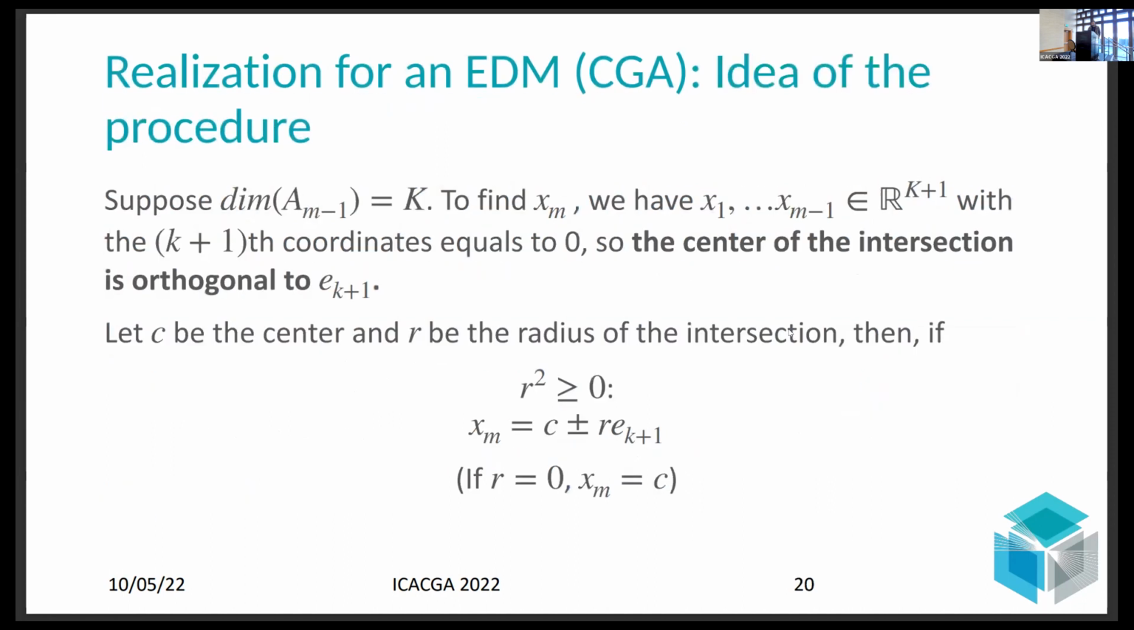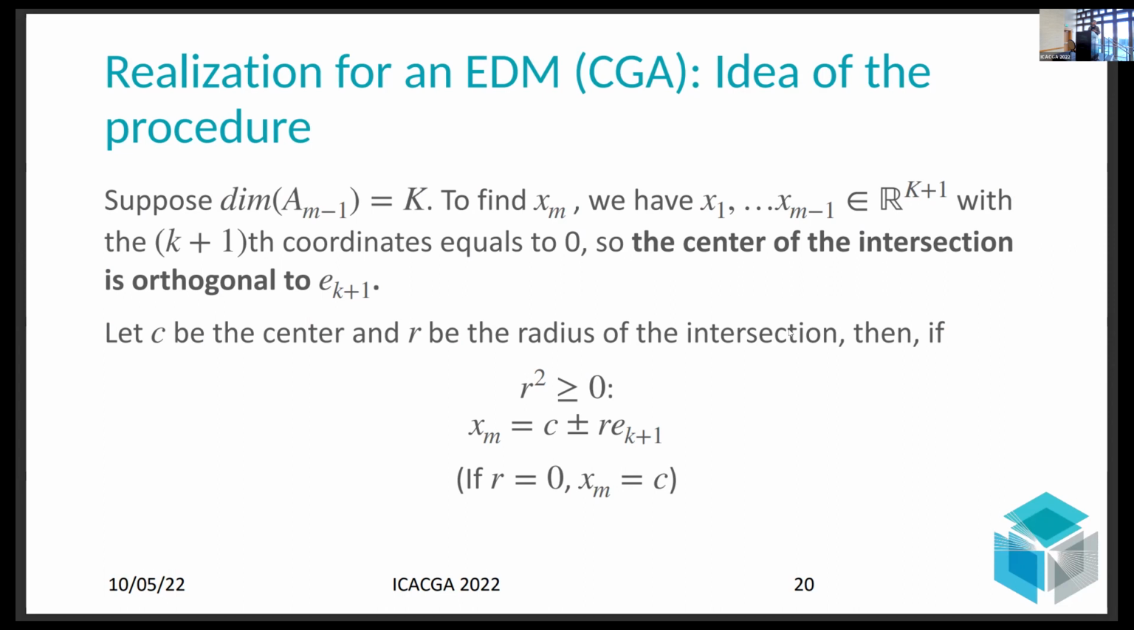So this is actually an alternative way to extract a point pair of sphere intersections. If we have an embedded dimension k for this submatrix A m minus 1, we add no coordinates in each of the m minus 1 previous centers. So they will be in a hyperplane of this k plus 1 dimensional space. So the center of the intersection will be in this hyperplane.